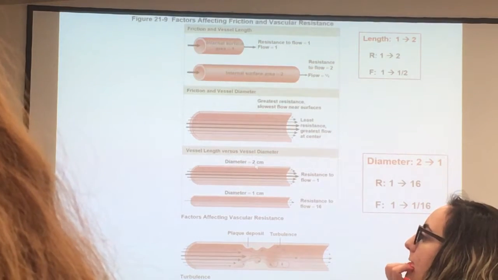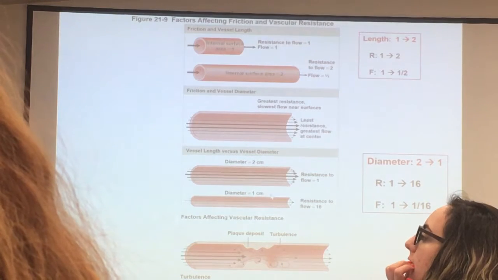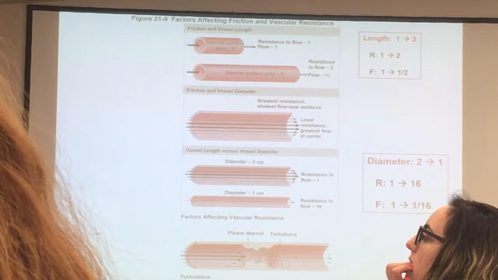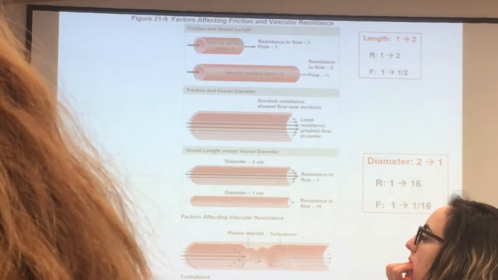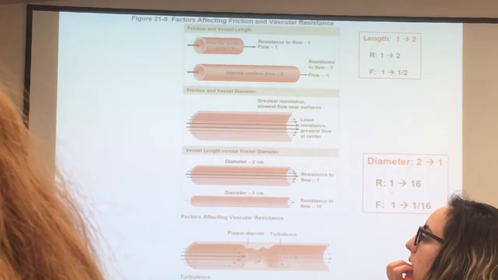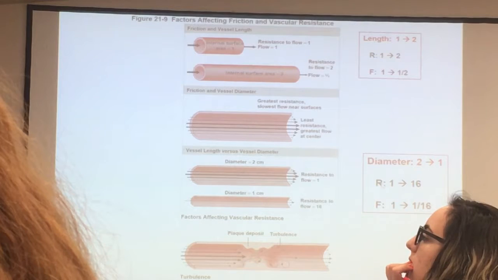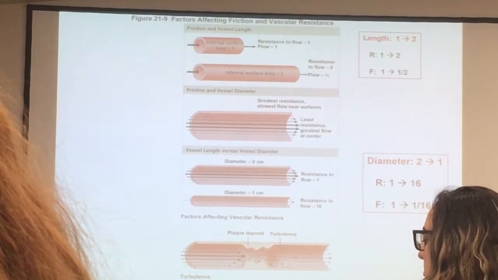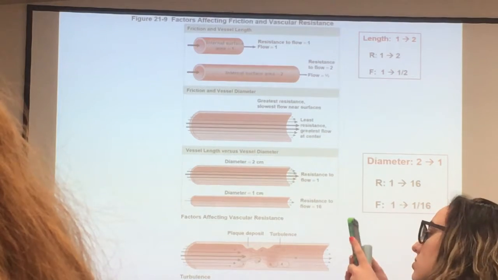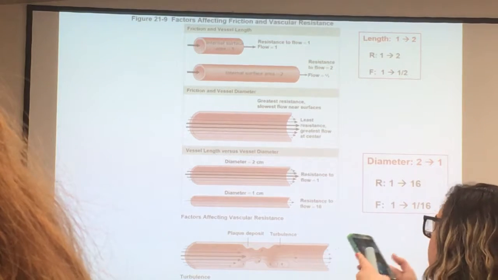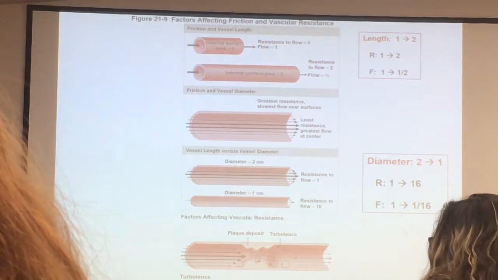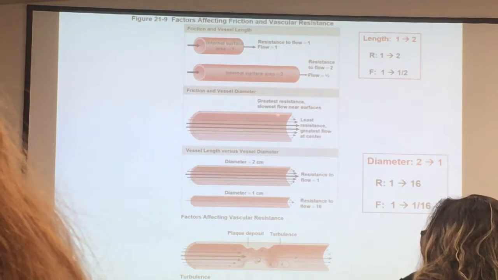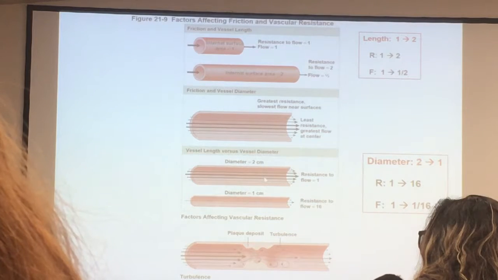Diameter 2 centimeter, diameter 1, that means half size. Diameter down from 2 to 1, and R, small diameter, resistance increased, to the power of 4, it will be 16, okay, and flow will be the reverse. Flow will be 1/16. Okay, so the same thing. I'm talking about increased diameter, and this one showed you decrease.